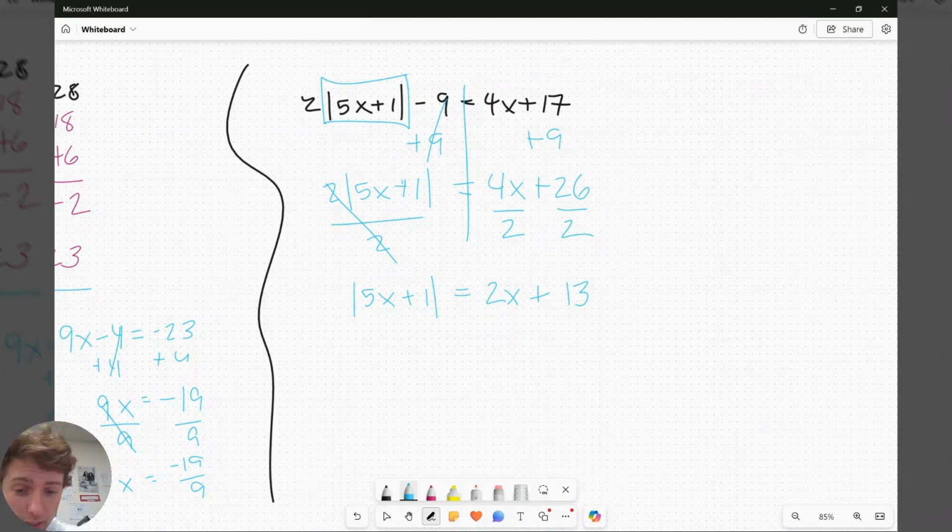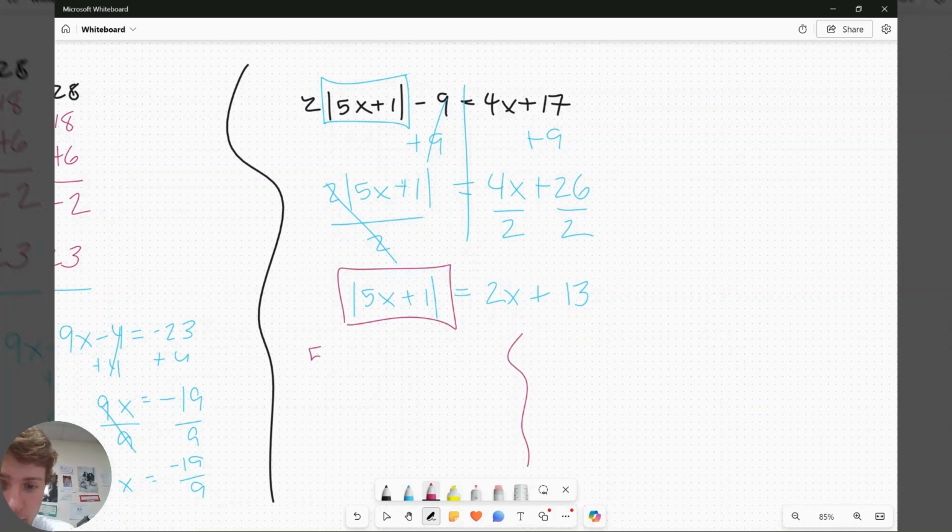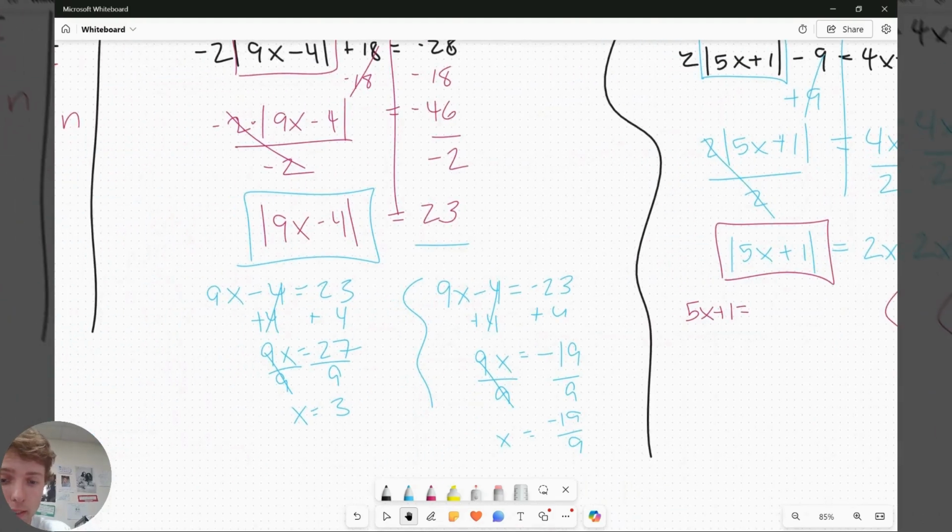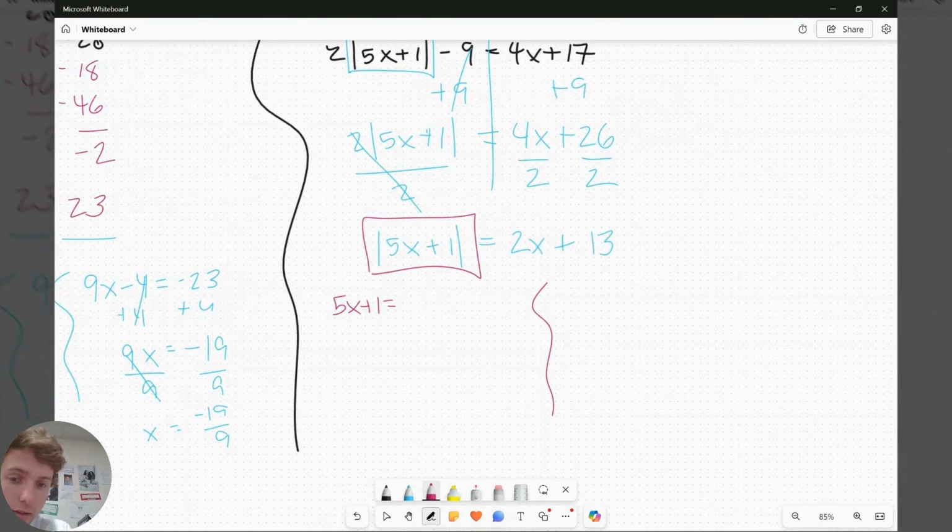All right, continuing again. So now we have the bars. We need to get rid of the bars. And we created two equations. So first equation, 5x plus 1. And we just needed that to be the same value that we had before, right? On that last problem, the 23 stayed the same for one of those equations. So on our problem, the other side of the equation, the 2x plus 13, is still going to stay the same.